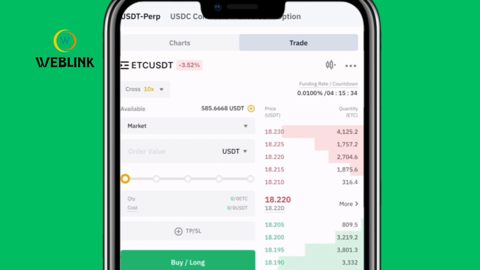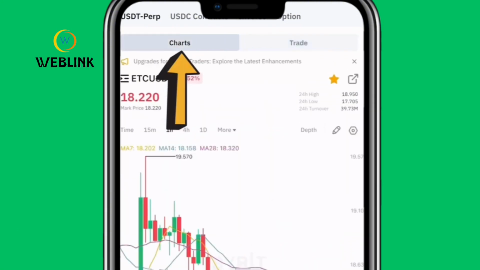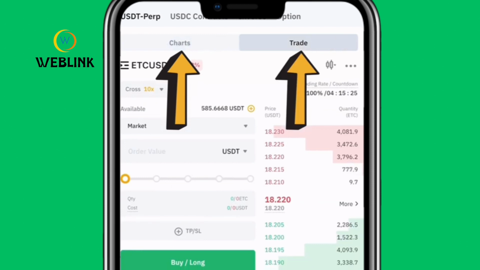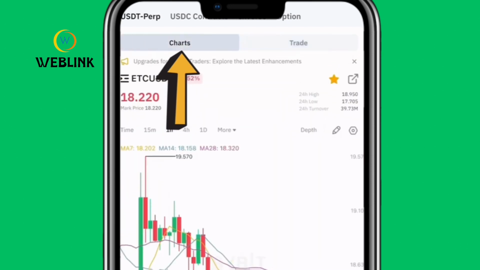Now, once you've done that, the next thing you can see at the top of the screen is where you have chart. If you tap on chart right here, and if you tap on trade, this is where you can take your trades. I'm going to start with where you have chart right here.